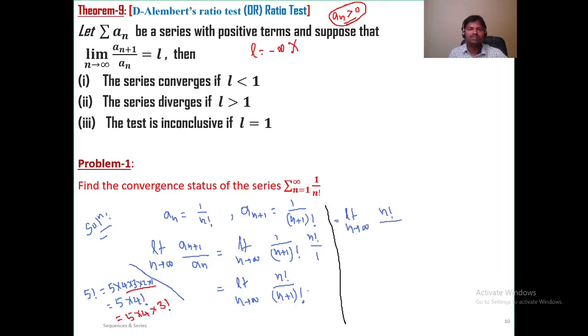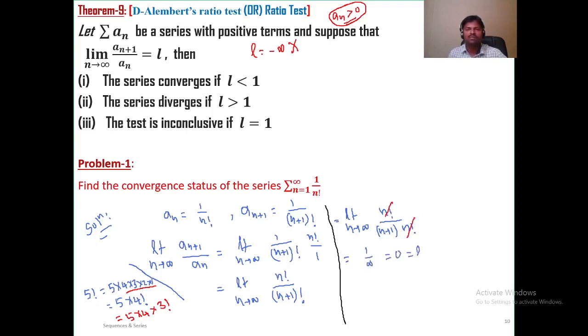So n plus 1 factorial can be written as n plus 1 into what is the number before n plus 1? n. So n factorial I can write. Same like this: 5 factorial is 5 into what is the number before 5? 4. So 4 factorial. Same, n plus 1 factorial is n plus 1 into n factorial. So now here n factorial is out, and now you apply the limit value. Limit n tends to infinity of 1 by n plus 1 is 1 by infinity, which is 0.